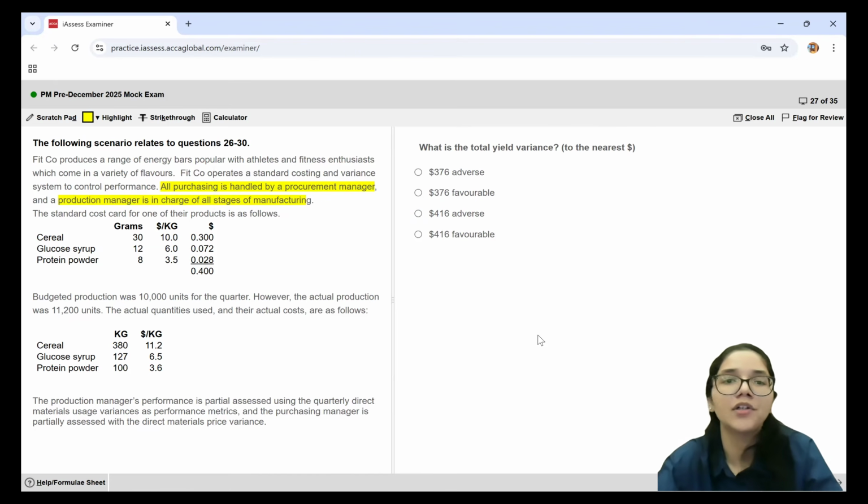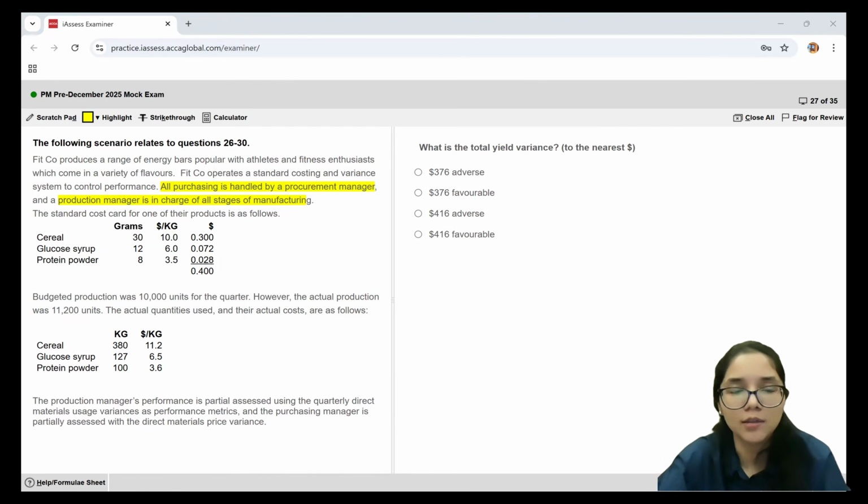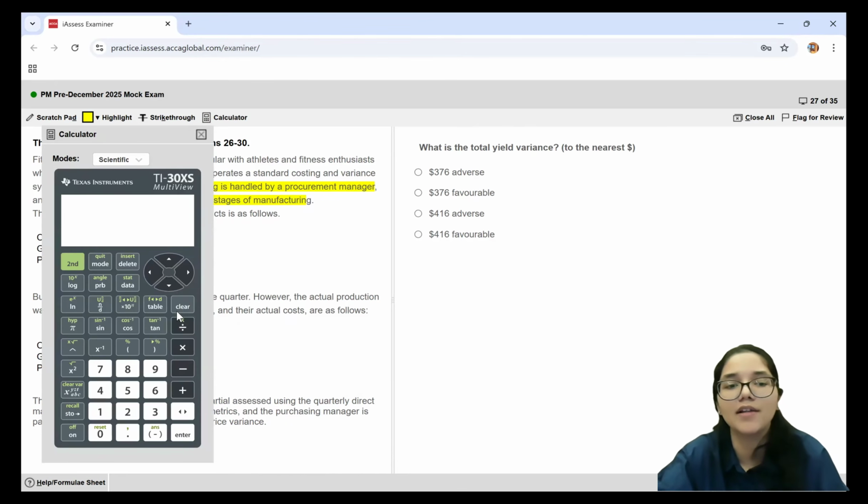Now proceeding further to the total yield variance. Now guys, to calculate the yield variance, you have two options, because you do not want to know it for a specific material. So you can also do it using the total method, which is usually a little bit shorter. I will show you both methods, whichever you're comfortable with. But in the exam, I recommend the total method, as it will save you time. If you're able to understand the complexities of that method, it's well and good. If not, you can use the longer method itself.